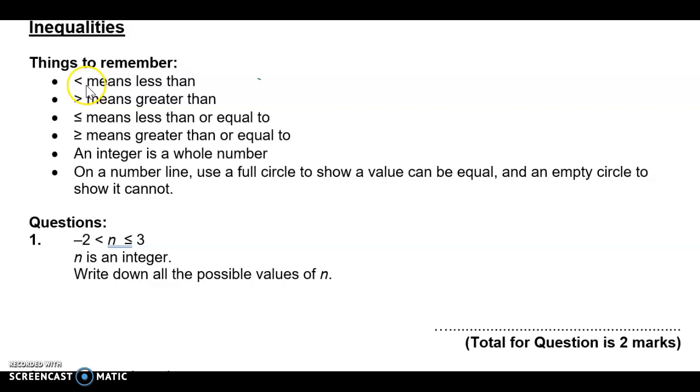So here we have our symbols: less than, greater than, less than or equal to, which means it could be equal to the number it's pointing to, or greater than or equal to, same thing, could be equal to it as well as greater than it.